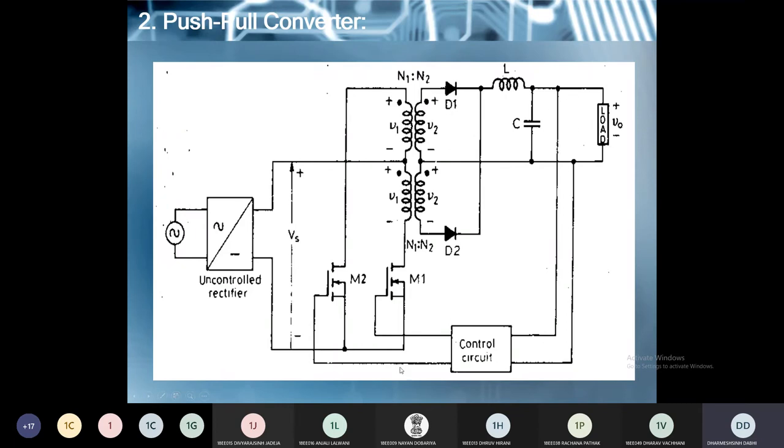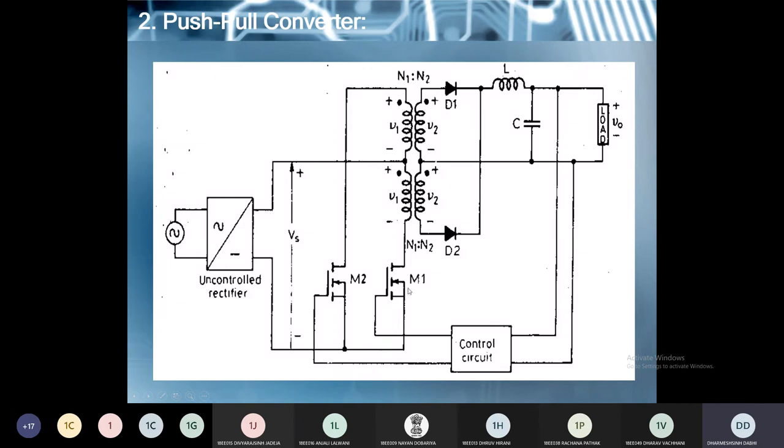And this is a closed loop control system. So you can see that we take the feedback from the load side here. So based on the requirement of the load voltage, you can control the switches M1 and M2 by using this control circuit. Okay. So again, we understand the operation of this push-pull converter in two modes. In the first mode, switch M1 is on, and then in the second mode, switch M2 is on. At a time, only one switch is on, M1 or M2.